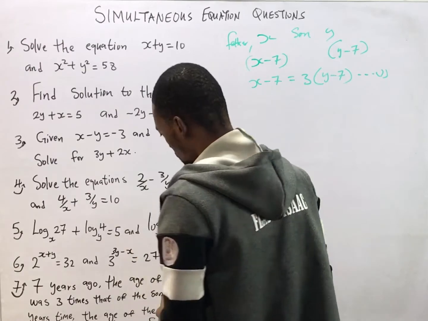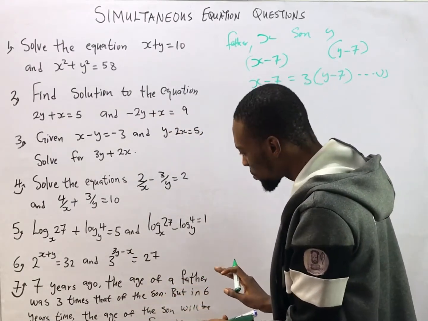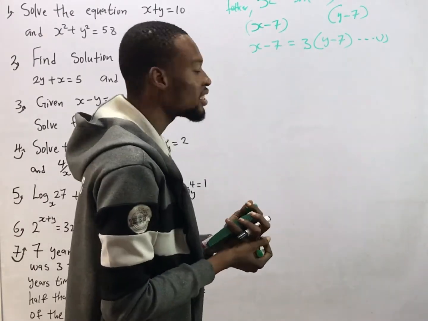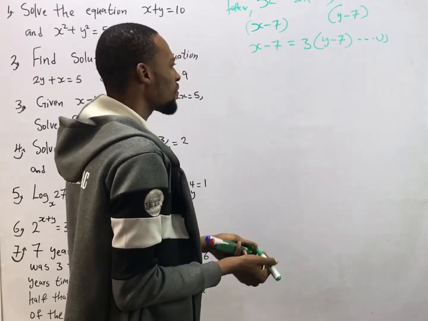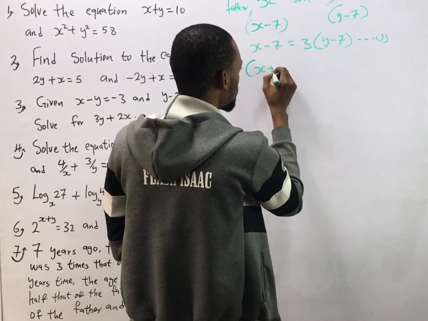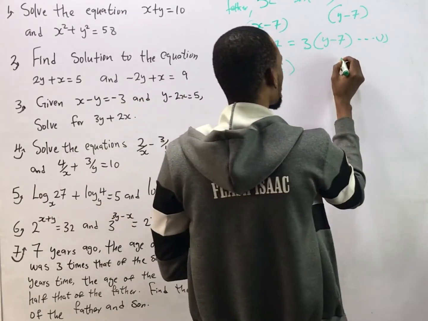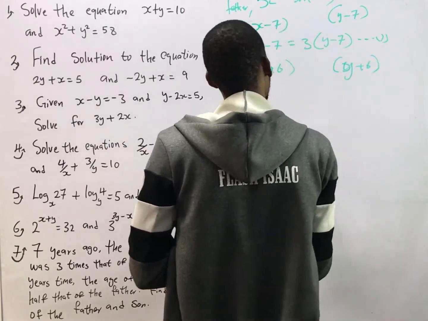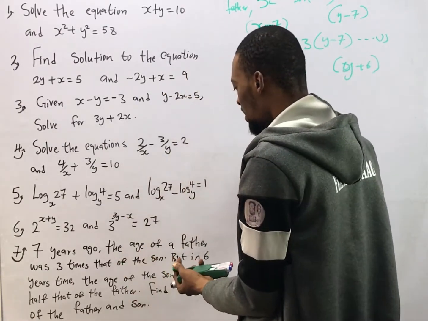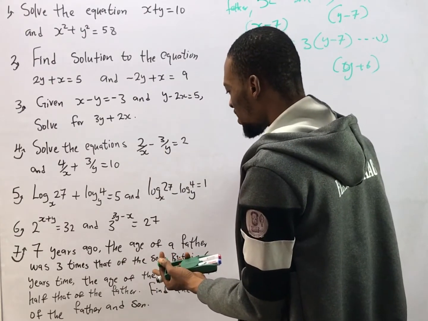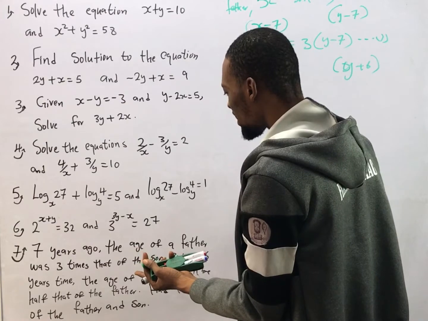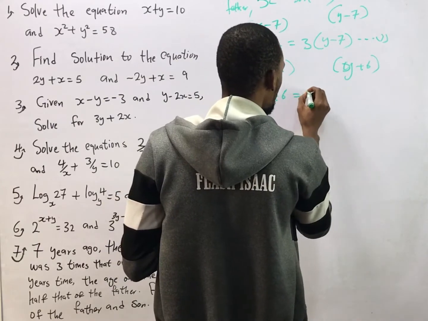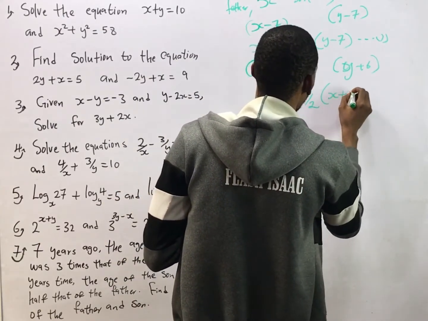Look at statement 2. It says, but in 6 years' time, let's pause. If 7 years ago, age was minus 7, in 6 years' time, the father is supposed to be s plus 6, right? Then the son is supposed to be y plus 6 in 6 years' time. So we are told now that in 6 years' time, the age of the son will be half that of the father. The age of the son, which is y plus 6, will simply be half that of the father.